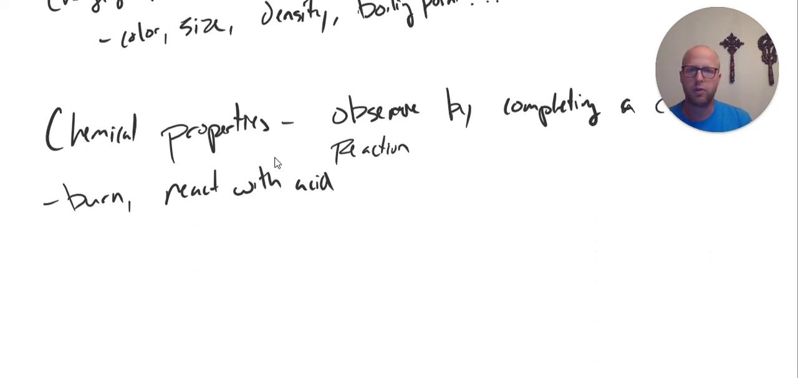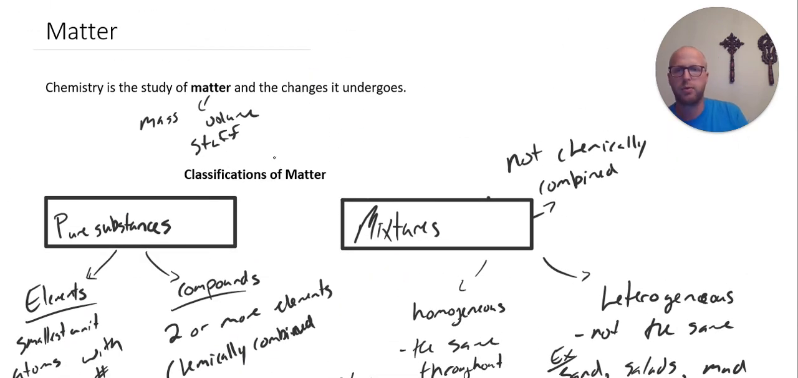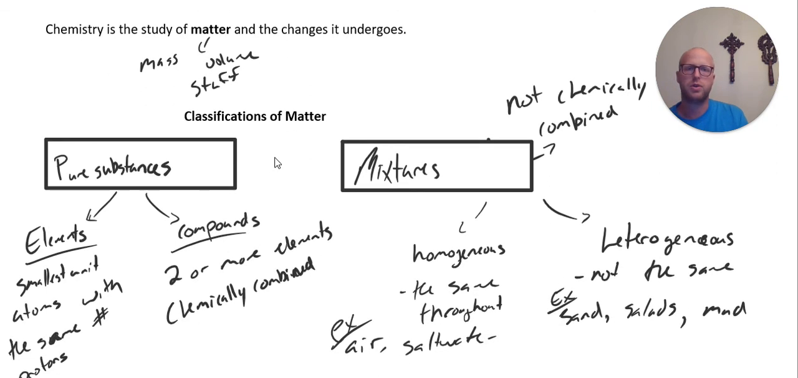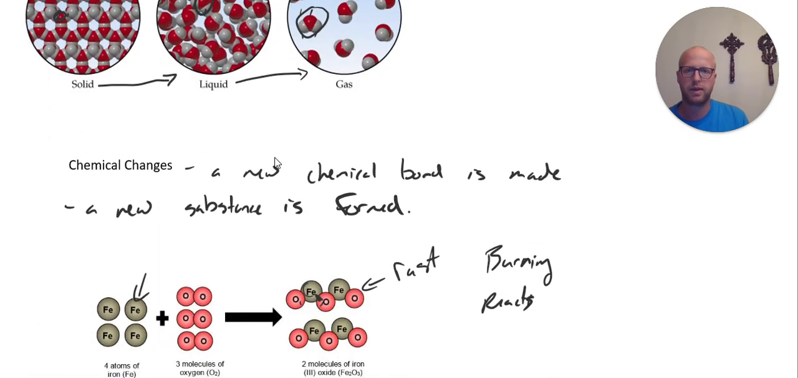So there's a general overview of matter. And remember back here, why are we talking about matter? Well, because chemistry is the study of matter and the changes it undergoes. So we have those two classifications, pure substances and mixtures, and two types of changes. We have physical changes and we have chemical changes.